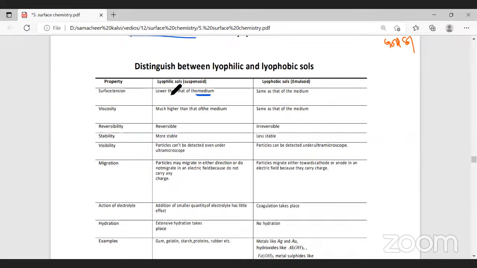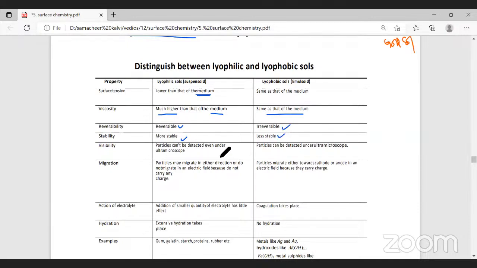The viscosity. In case of lyophilic sols, viscosity is much higher than the medium. In case of lyophobic sols, viscosity will be the same as that of the medium, because there is no interaction between dispersed phase and dispersed medium, remember. Now, reversibility. Lyophilic sols are reversible. Lyophobic sols are irreversible. Lyophilic sols are more stable. Lyophobic sols are less stable.